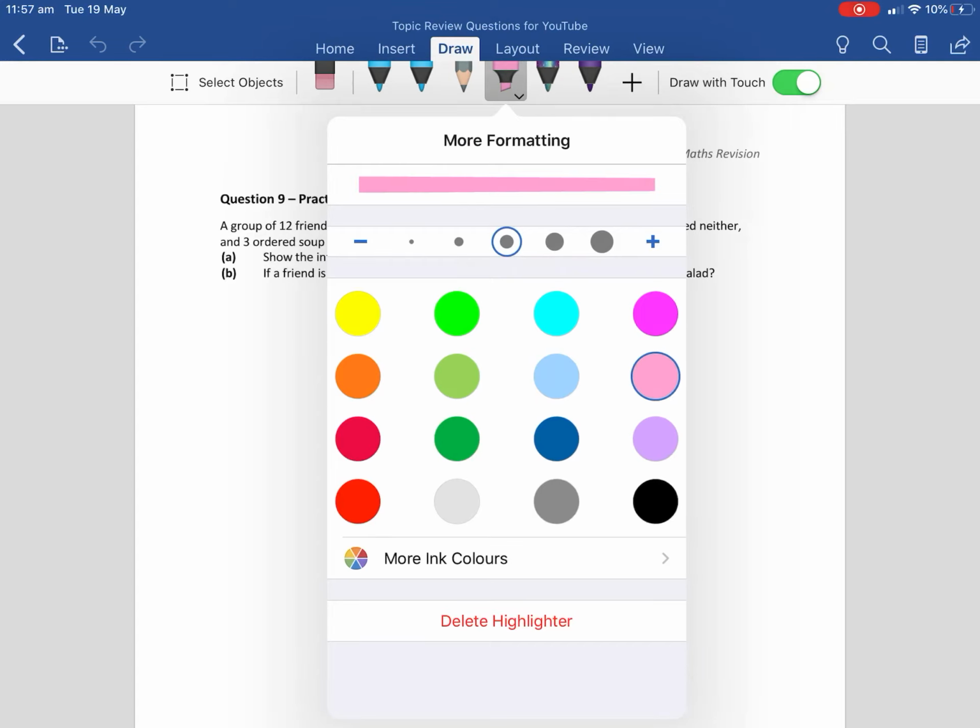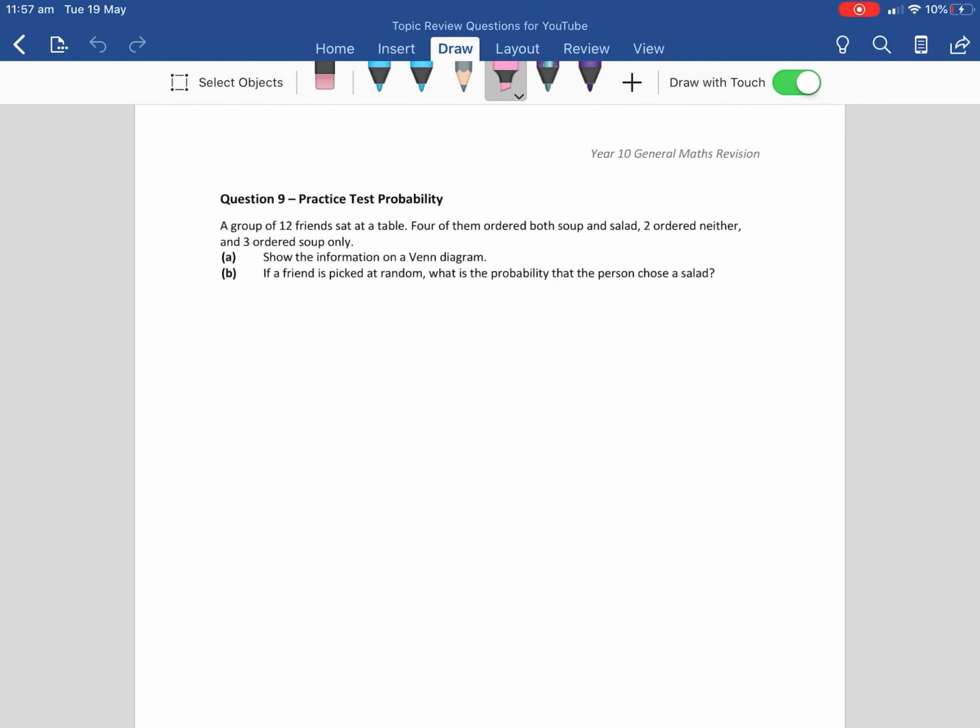So I'm going to get a highlighter out to go through my questions to highlight key parts. The first question here is question 9, and it's from the practice test of probability. So you have a group of 12 friends that are sat at the table. 4 of them order soup, or both soup and salad. 2 have neither, and 3 order soup only. It says show the information on a Venn diagram.